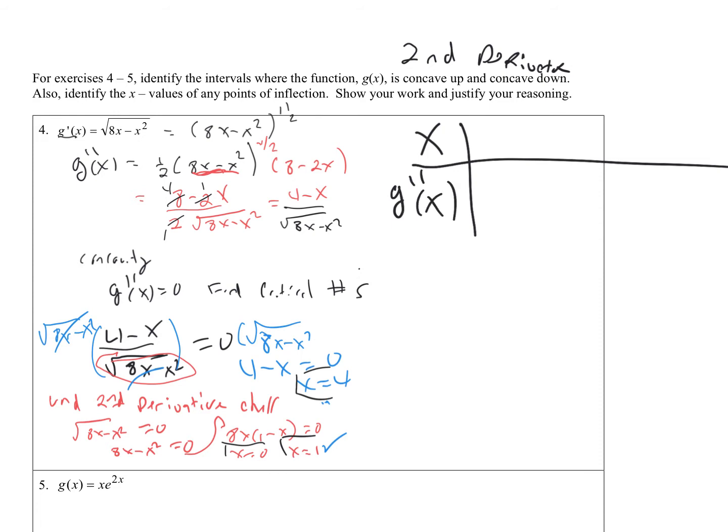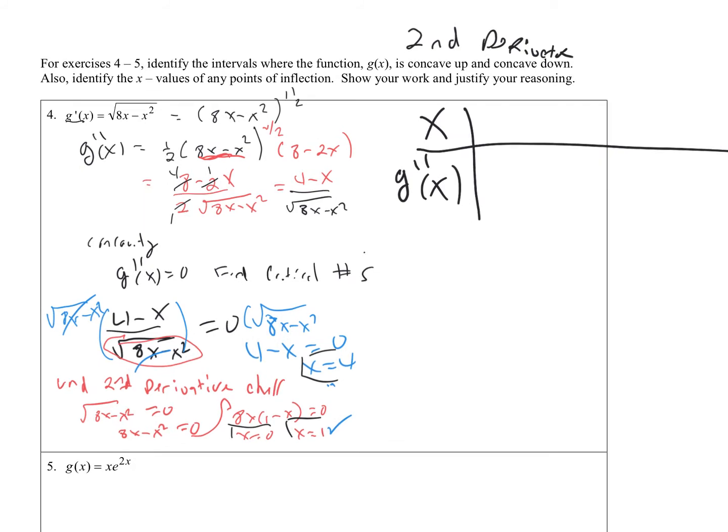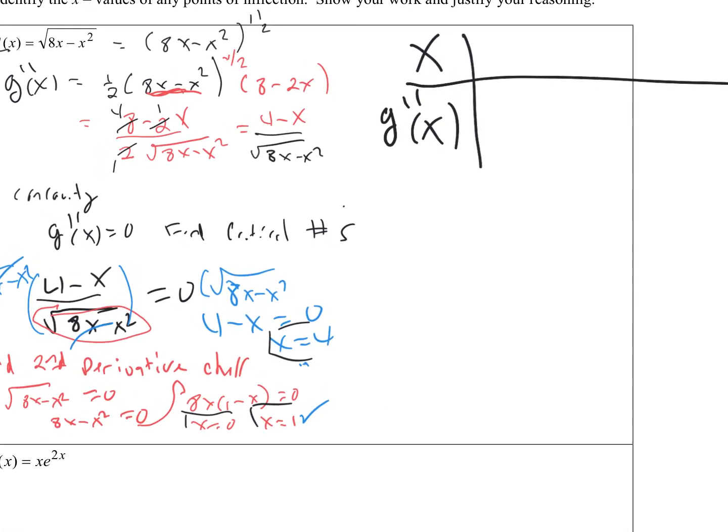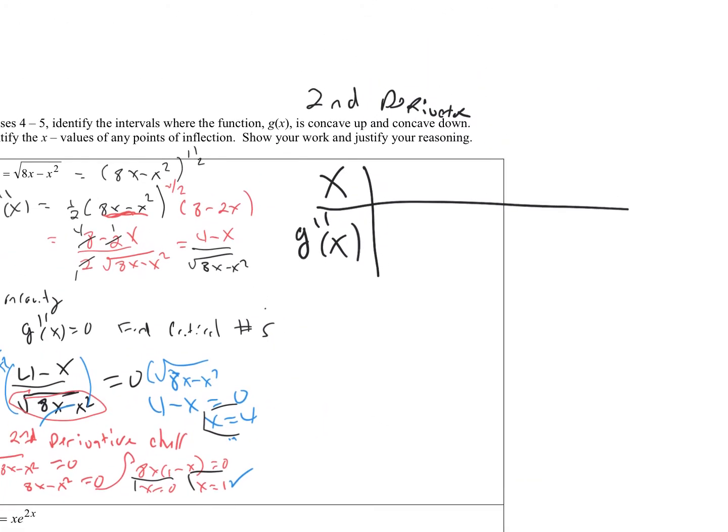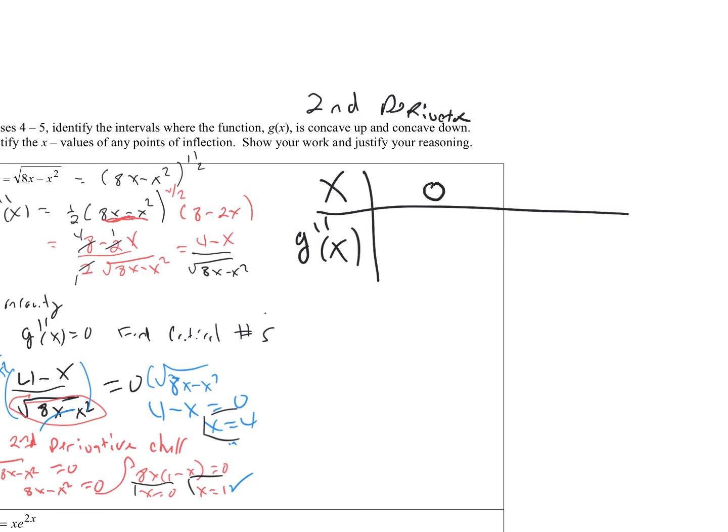My critical numbers were, I'll put them in order: I have a 0, I have a 1, I have a 4. Leave some room: 0, 1, and 4. I'm going to use a different color so you understand what I'm saying here. 0 was where it was undefined. 1 is where it was undefined. 4 is where it's defined. That's where the second derivative was 0.